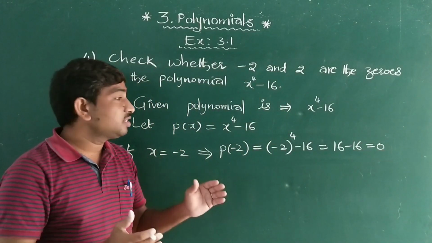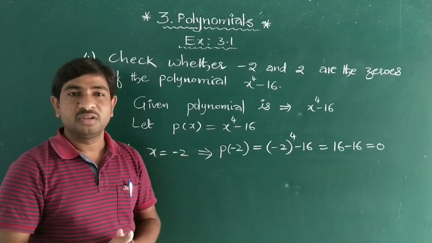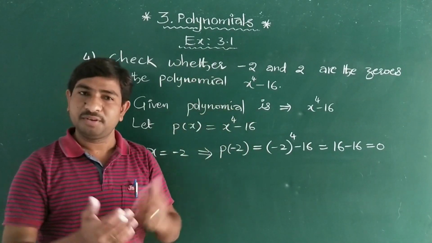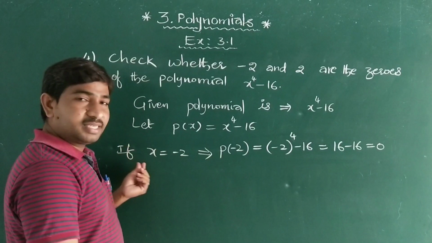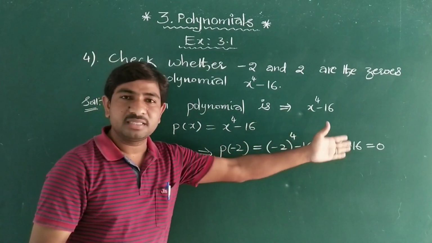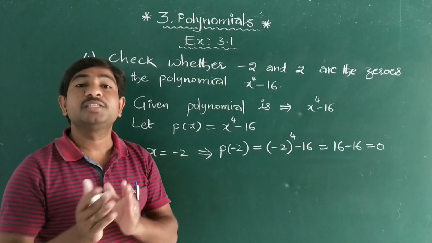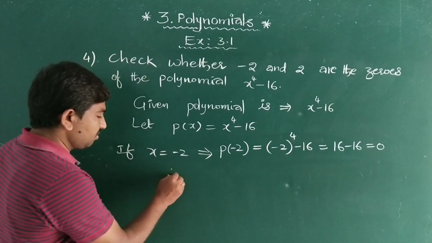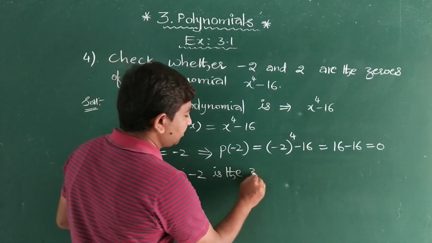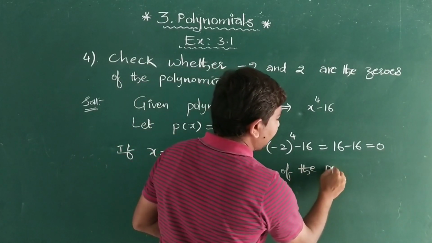See here, for which value of x the given polynomial becomes 0, that is called the zero of the polynomial or root of the polynomial. We know that. So for x equals minus 2, we are getting the polynomial value 0. That's why x equals minus 2 means minus 2 is a zero of the polynomial.